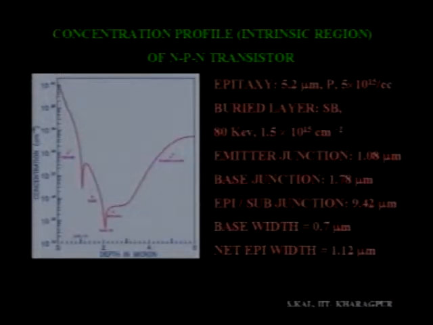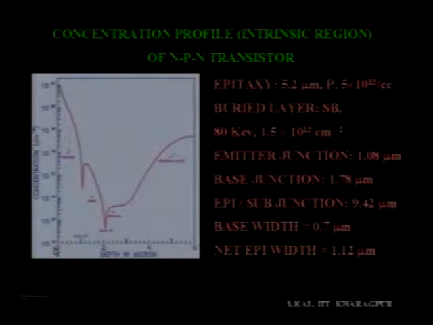So in this transistor you can see the buried layer is antimony doped, and this is the implanted region, 80 keV energy, 1.5 × 10^15 per centimeter square is the dose. Emitter junction is 1.08 micron from the surface to this point. Base junction, that means base to collector, is 1.78 micron, and this 1.78 micron is from the surface.